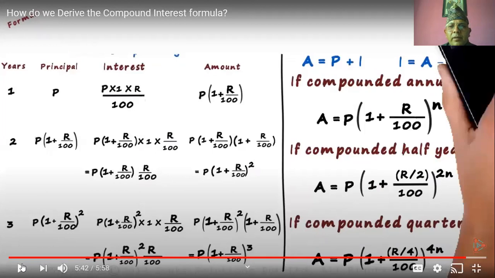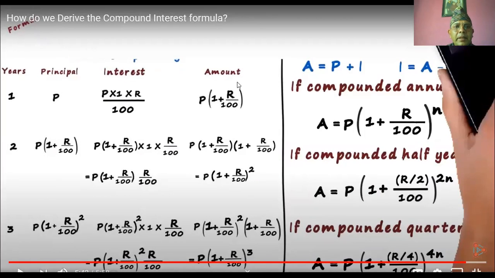Okay, students, in this video, time is represented as n. Don't be confused. And I hope this video will clear the derivation of compound interest for you. This is very simple for you.